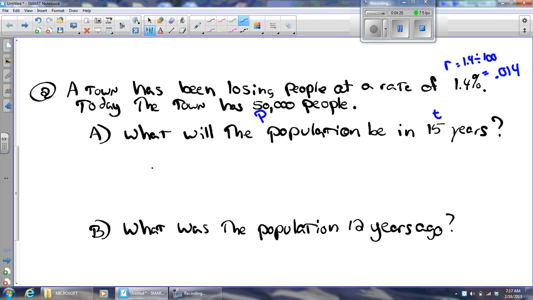So I'm just going to go A equals 50,000 times 1 minus 0.014, to the 15th power. So A is going to equal, and I've got to be careful here on my rounding because I'm talking people, not money. So let's see what kind of answer I get. 1 minus 0.014, and we're going for 15 years. It looks like there's going to be about 40,469.